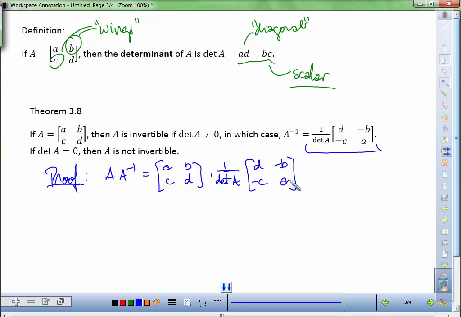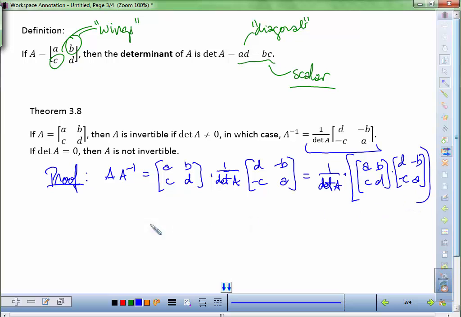And I don't know if you guys remember those matrix multiplication properties where, if you had a scalar involved, you can actually move that scalar out and then focus on just the matrices. So that's what we're going to do. We're going to move the scalar out, and then we're going to focus on the matrices A, B, C, D times D, negative B, negative C, A. And then now let's multiply this out.